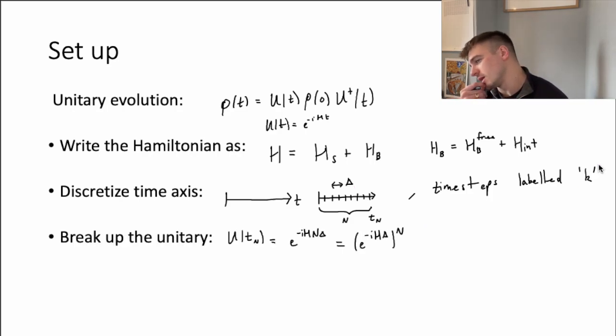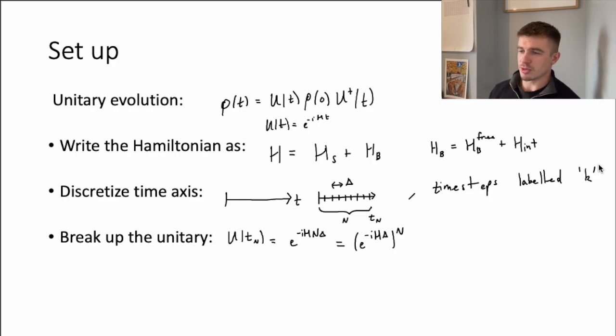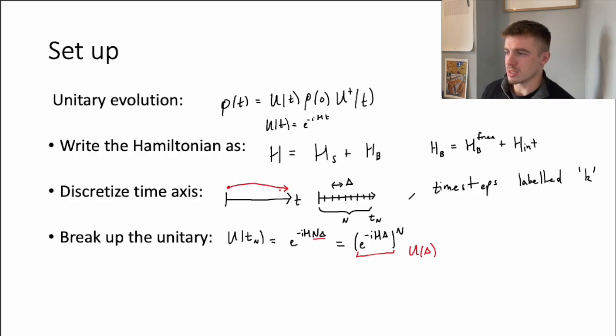So the next thing that this allows me to do is it allows me to break up my unitary operator. So if I want to perform the unitary operator U of t sub n, that's the same thing as applying the unitary for n delta time steps. And then I can simply take this factor of n out of the exponent and raise it to the power of n instead. So I now have n copies of the unitary operator U delta instead. So it's sort of like, instead of the unitary operator taking me from 0 to t, it takes me in small jumps along the discretized time axis instead.